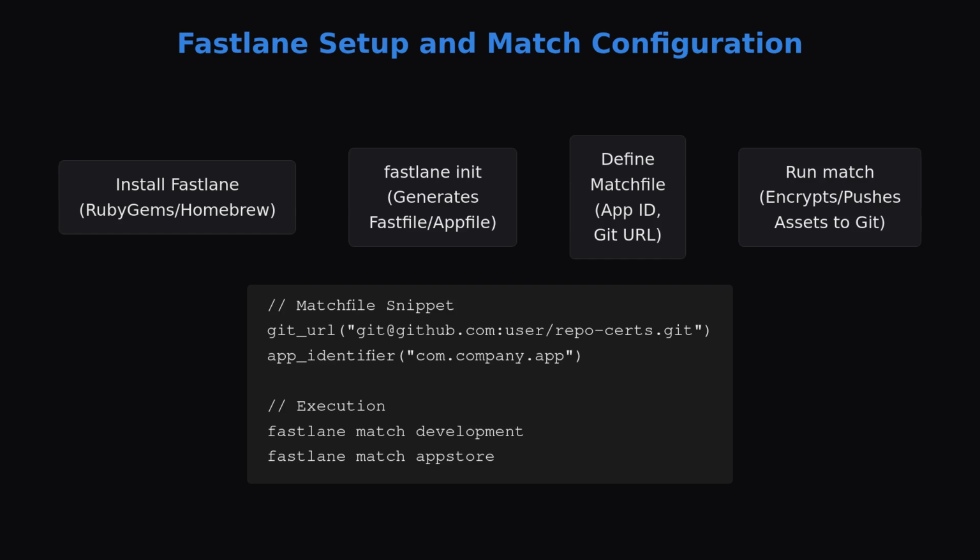Avoid manually managing provisioning profiles. We start by installing Fastlane using Ruby gems or Homebrew. Execute the command fastlane init within your project root directory to generate the initial configuration files, specifically the Fastfile and Appfile. Immediately configure certificate and provisioning profile synchronization using the match tool.